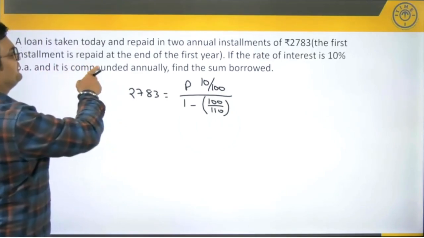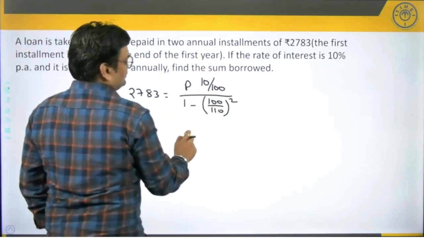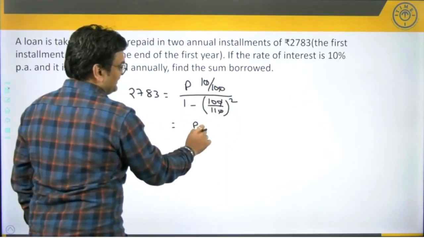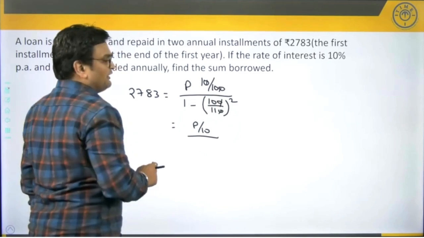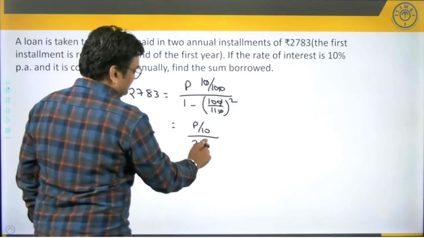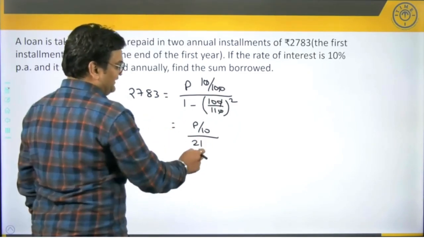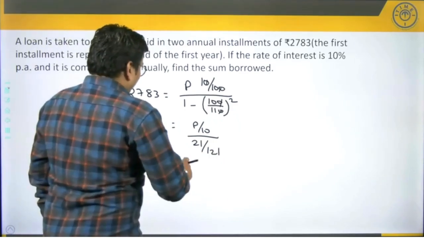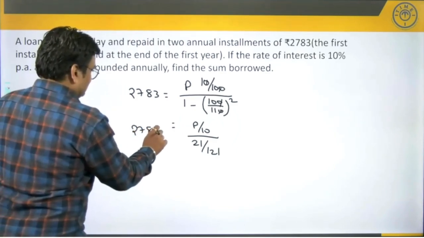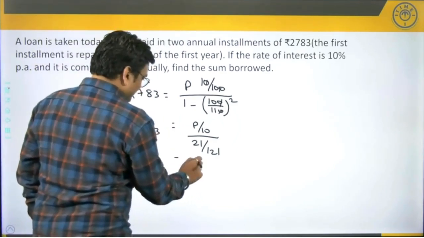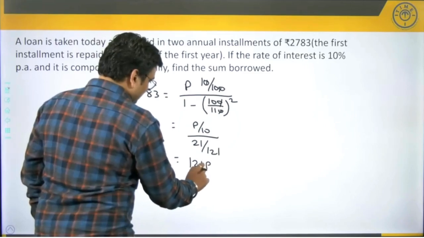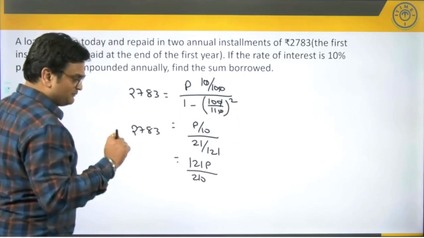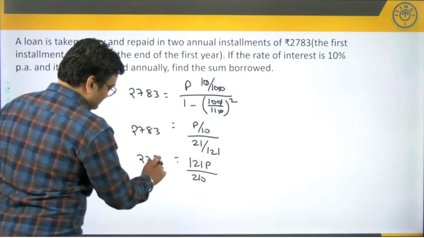Again we are paying it back in 2 years. So when you simplify this, right hand side simplification, it's going to be P by 10 by 1 minus 10 by 11 the whole square, which is 121 minus 100, 21 by 121. So when you simplify, this is 2783. 121 will come in the numerator, and this 10 and 21, 210 P. This will become 210. This is 2783.